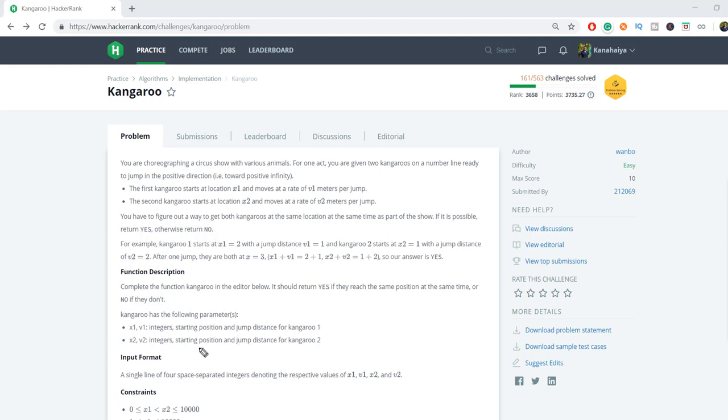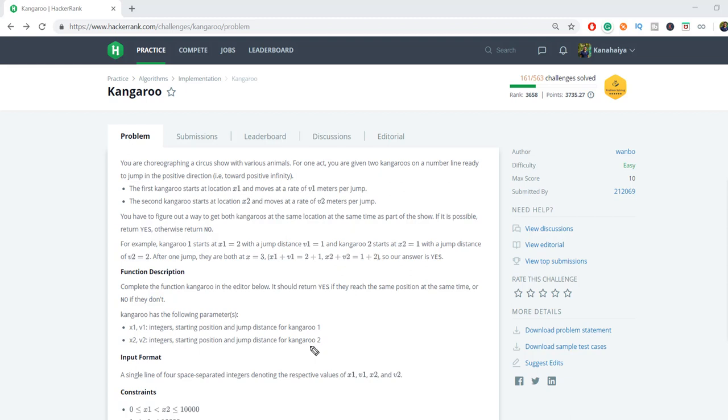So let's go to the input format. A single line of four space separated integers denoting the respective values of x1, v1, x2 and v2, where x1, v1 are the integers, starting position and jump distance for kangaroo 1, and x2, v2 are integers, starting position and jump distance for kangaroo 2.